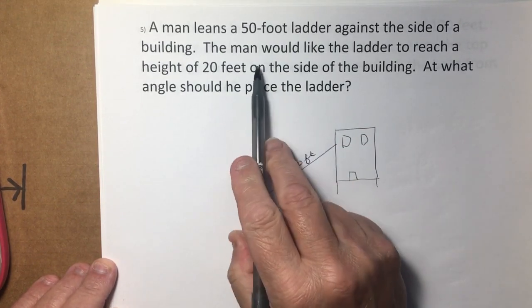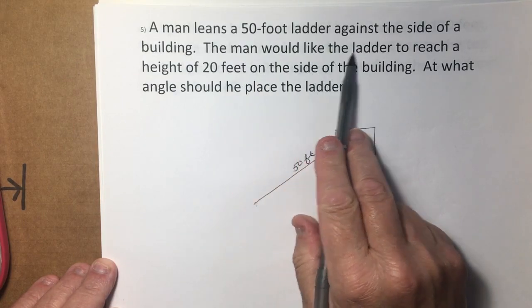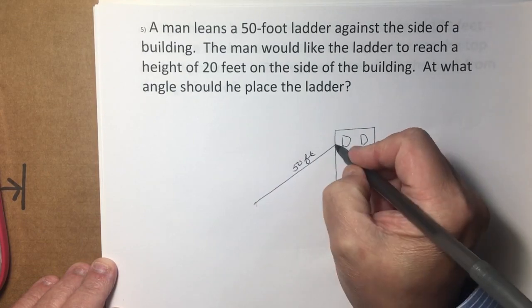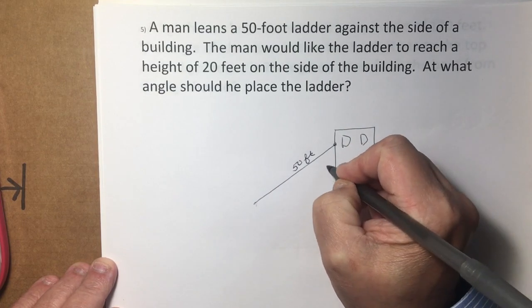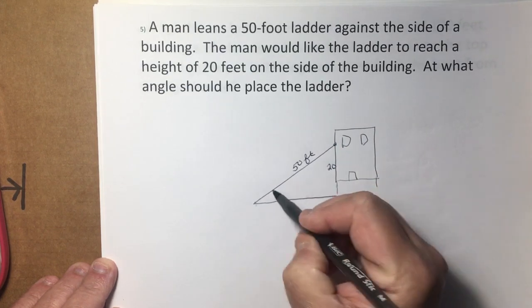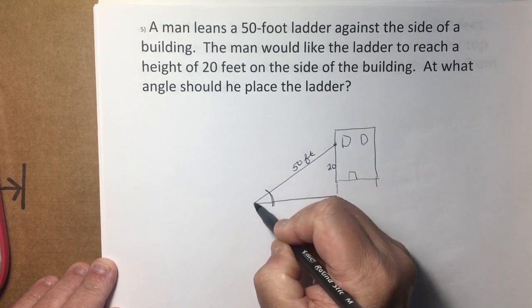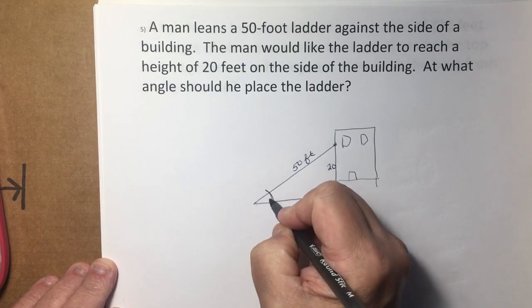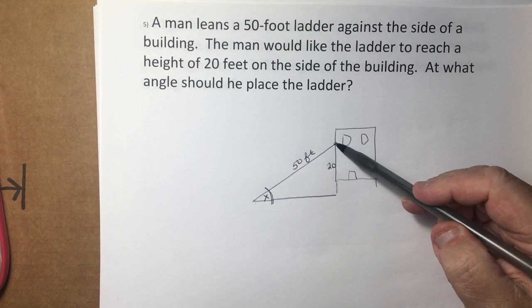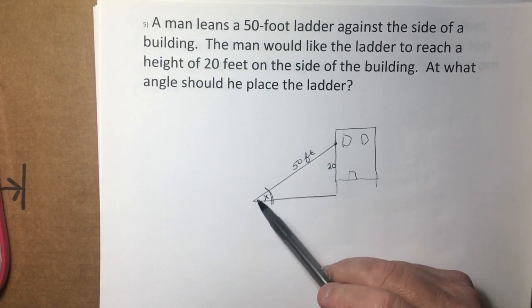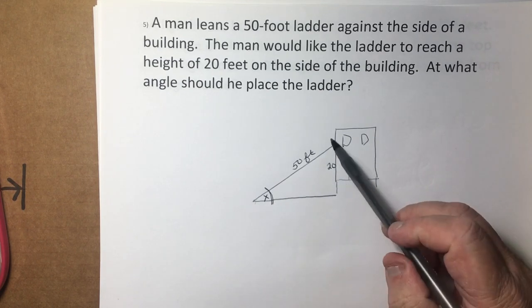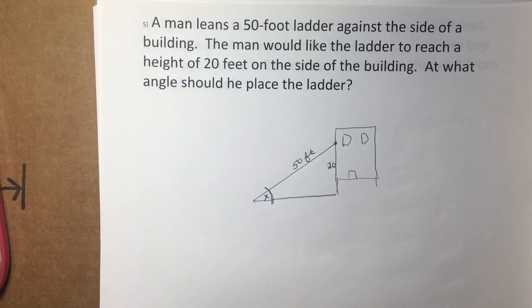Now, he wants the ladder to reach a height of 20 feet on the side of a building. So he would like the ladder to be 20 feet high. But he doesn't know what angle to place it at with the floor, with the ground. Okay? He doesn't have a way of measuring 20, but he has to place it at a certain number of degrees so that it reaches 20 feet high on the building.